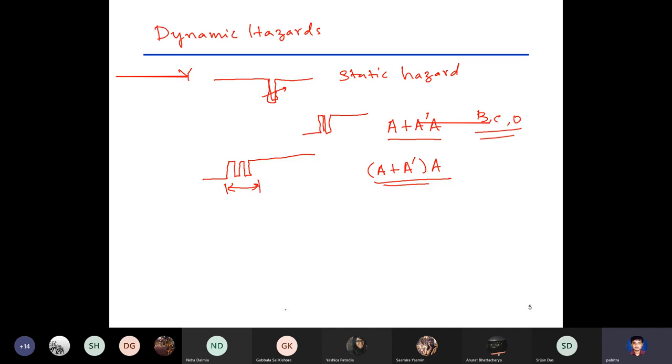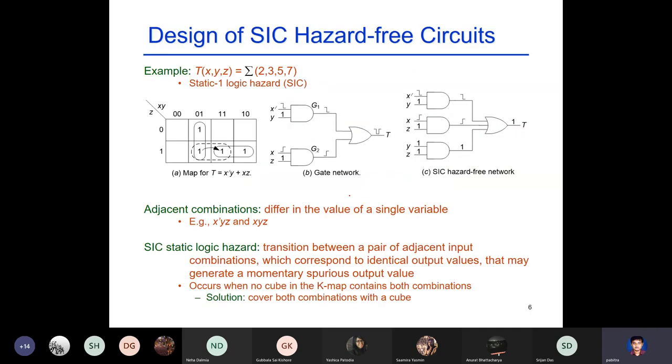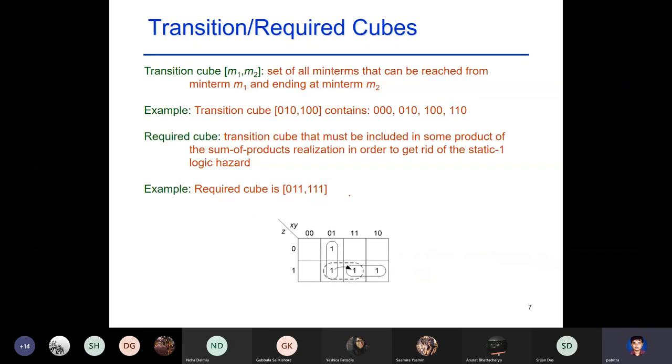All right, so these are for single input change. This is what I talked about as single input change. You look at the transition between some input combination and then generate a momentary output. So these are some of the concepts.